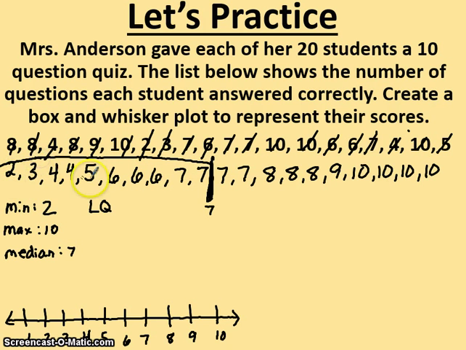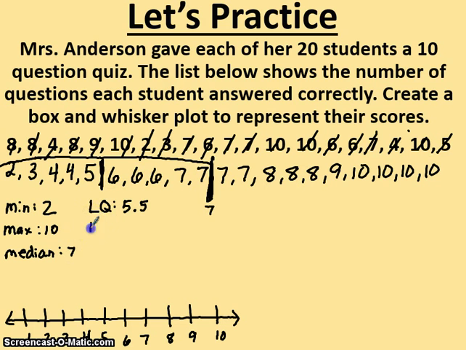Now there are 10 values here, so the median or the middle of the lower half would be between 5 and 5. So 1, 2, 3, 4, 5. And that leaves 1, 2, 3, 4, 5. So what number is between 5 and 6? 5.5. So that's our lower quartile.